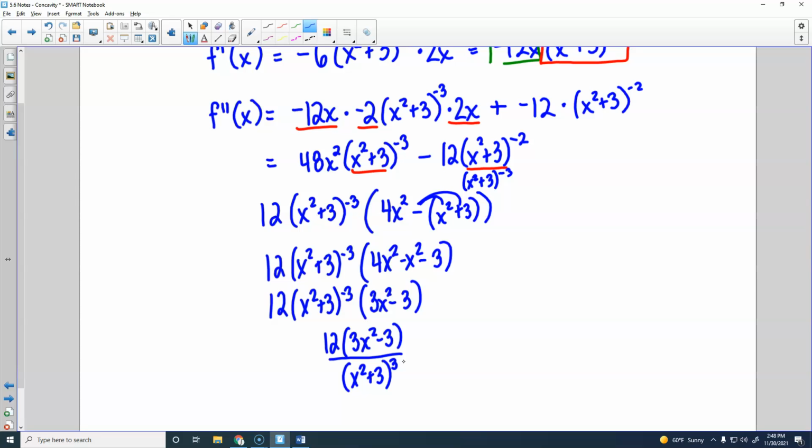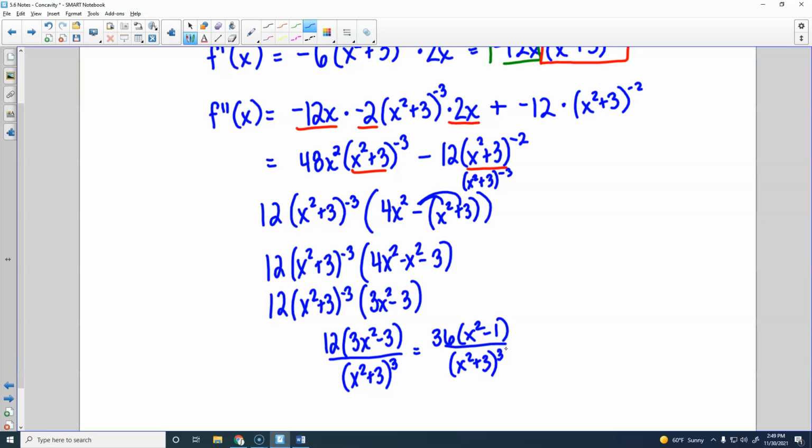You could take out a 3 if you want. So you can make this 36 times x squared minus 1 over x squared plus 3 to the third. You don't have to do that because you can still solve it just as easily without pulling it out, but you could take it out if you want. In fact, you didn't even have to take out the 12 that I took out. You could have left the 48 and the 12 where they were and still been fine. All right. So that's a pretty extensive second derivative.